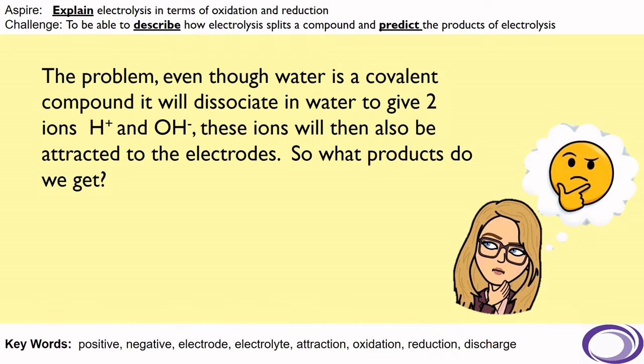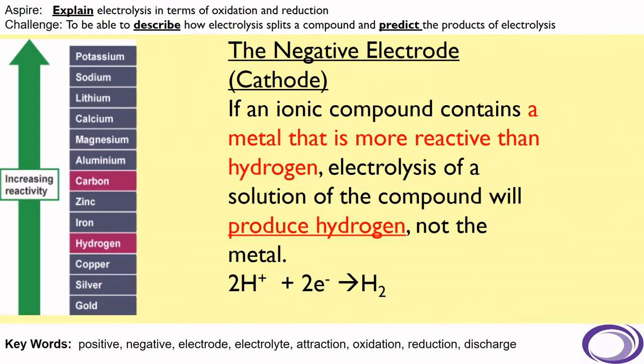So what products will we get? Well, it depends on the compound. So if an ionic compound contains a metal that is more reactive than hydrogen, the electrolysis of this solution will produce hydrogen, not the metal.